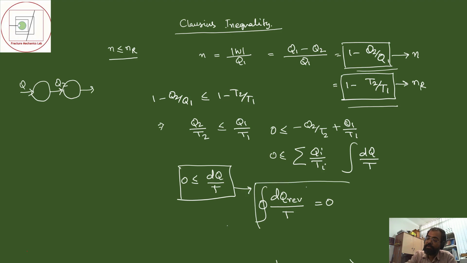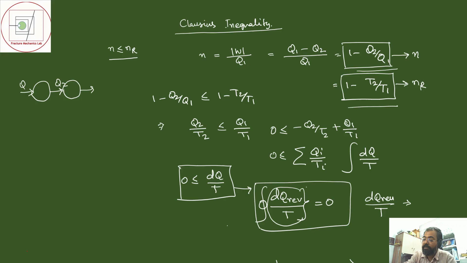So what do you see now? You see in this equation that this thing is an exact integration, right? If you remember our Pfaffian integration in the first lecture. Therefore this quantity, dq reversible by T, becomes a state variable. It doesn't depend on the path taken; it only depends on the initial and final states, and this is called entropy. So entropy is a state variable.